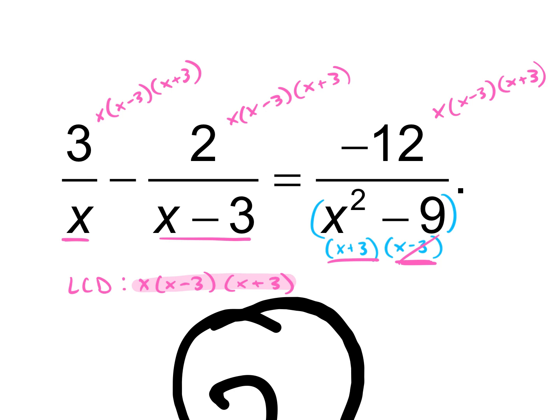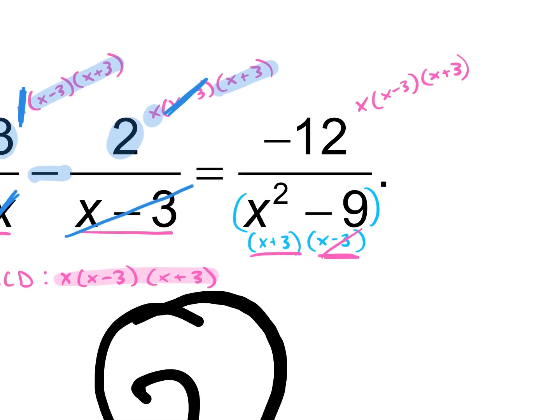Now, if it's already in our denominator, we can cancel it out. So here I have an x in my denominator, so that cancels out with the x. So now I'm just multiplying 3 times x minus 3 times x plus 3. For the second one, I have an x minus 3 in my denominator, so that cancels out with the x minus 3. So here I'm just multiplying negative 2 times x plus 3. And then in the third one, in our denominator, we have x plus 3 times x minus 3, so that cancels out with the x minus 3 and the x plus 3. So this one would just be negative 12 times x.